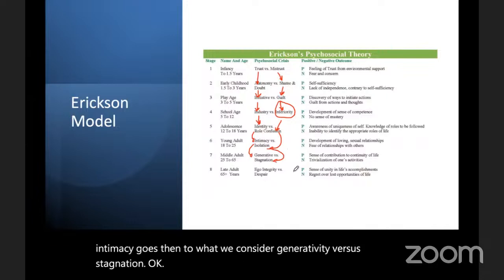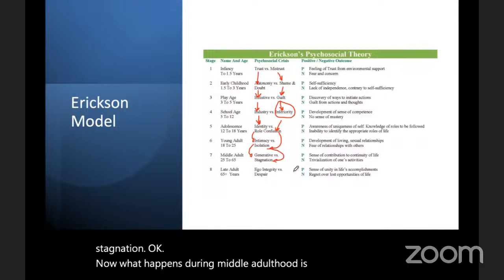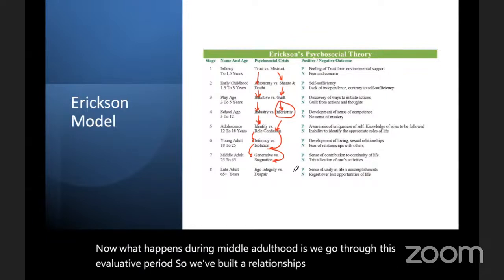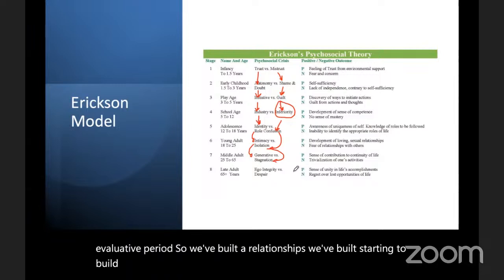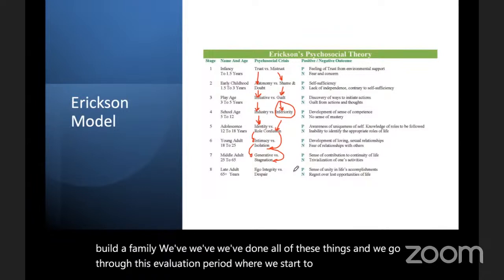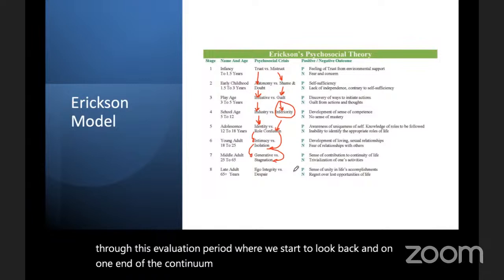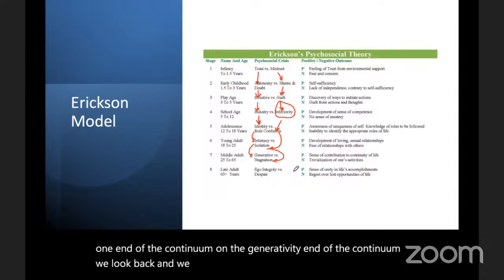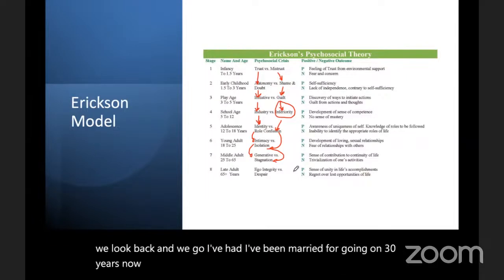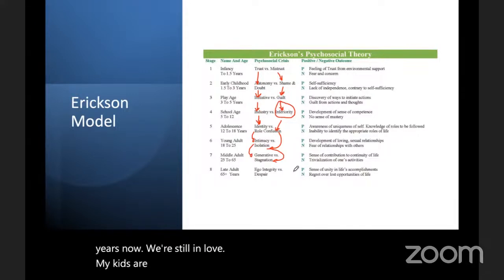Now, what happens during middle adulthood is we go through this evaluative period. So we've built the relationships, starting to build the family, we've done all of these things. And we go through this evaluation period where we start to look back, and on the generativity end of the continuum, we look back and we go, I've been married for going on 30 years now. We're still in love. My kids are doing well. One's going to college. One's going to graduate from high school soon.